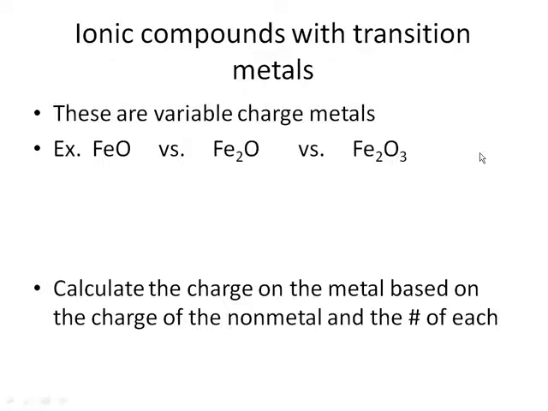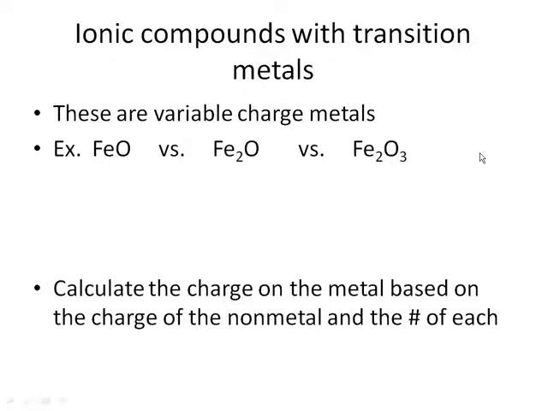So for example, you might be looking at FeO, Fe2O, and Fe2O3. All of these are iron paired with oxygen compounds. But when we find iron on the periodic table, we find that it's not in the first two columns, and it's clearly not silver or aluminum, so it is not a fixed charge metal. So the question is, how do we calculate the charge?